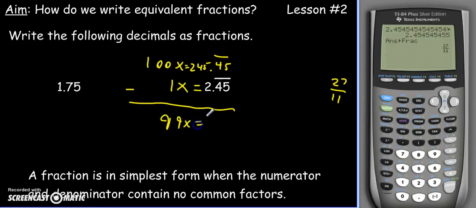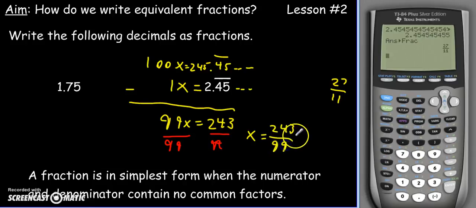Okay? 245 minus 2 is 243. The 0.45s that go on forever, no matter how many there are, will equal 0. So to solve this very simple equation, we just divide both sides by 99. And we get x is equal to 243 over 99. And now how do we get from here to here?